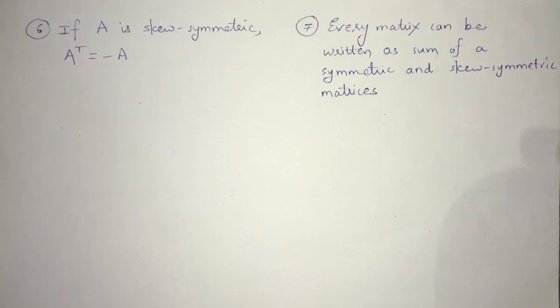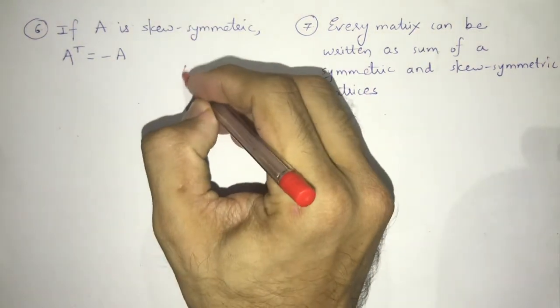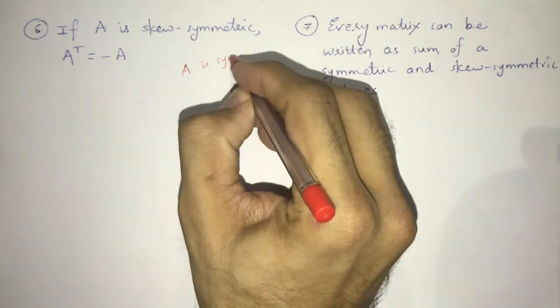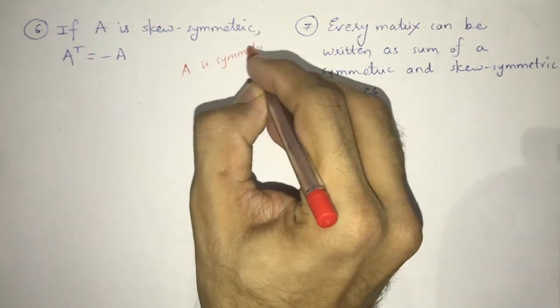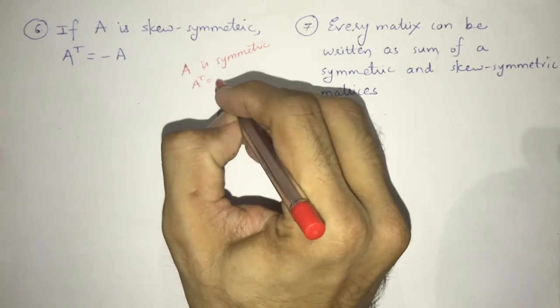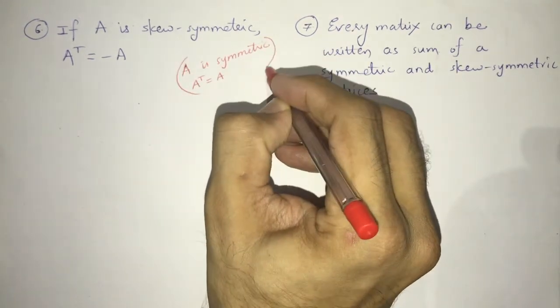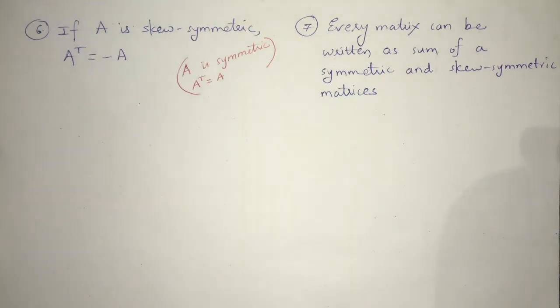Okay, so in the previous video we discussed the property which said that if A is a symmetric matrix, then A transpose is A. That was the property discussed. If A is symmetric, then A transpose is A.